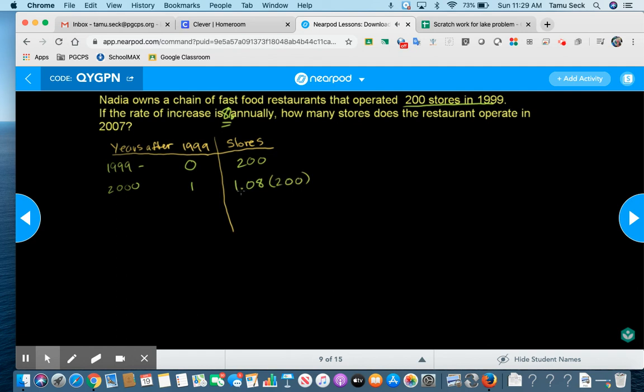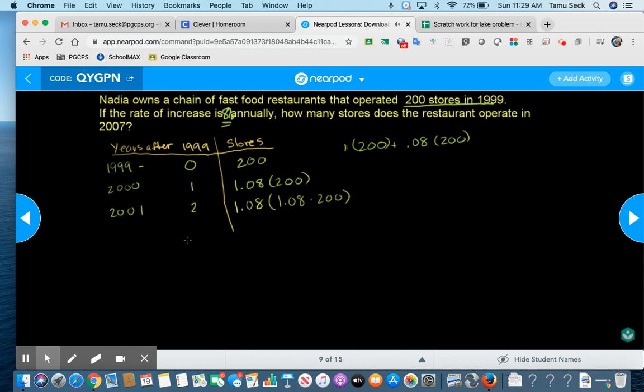And you're going to see the common ratio here is 1.08. If you're growing by 8%, that's equivalent to multiplying by 1.08. Let me make that clear. 200 plus 0.08 times 200. Well, this is just 1 times 200 plus 0.08 times 200. That's 1.08 times 200. Then in 2001, what's going on? This is now 2 years after 1999. You're going to grow 8% from this number. So you're going to multiply 1.08 times that number, times 1.08 times 200. I think you get the general gist.